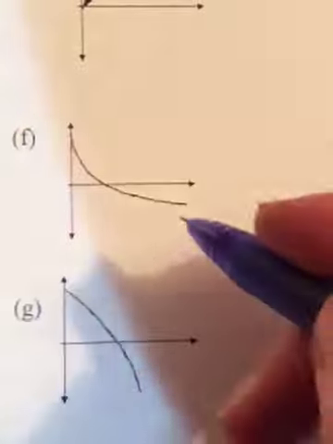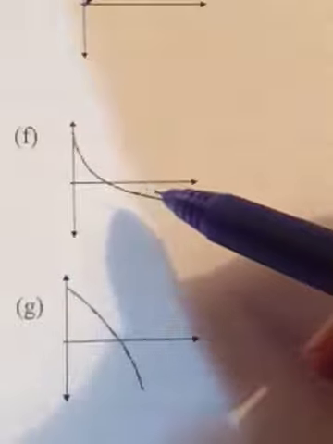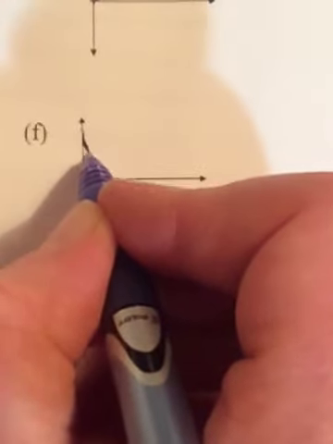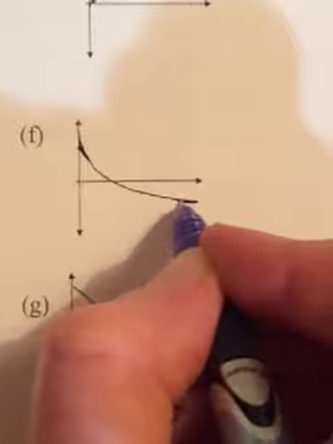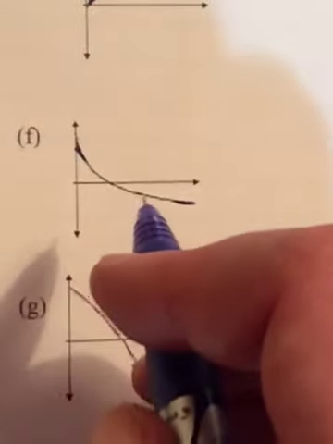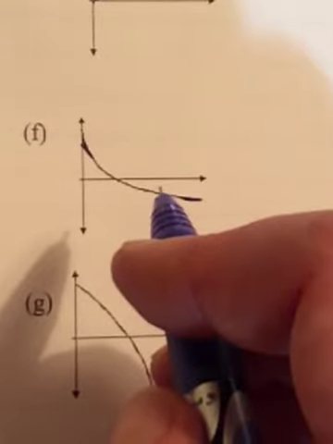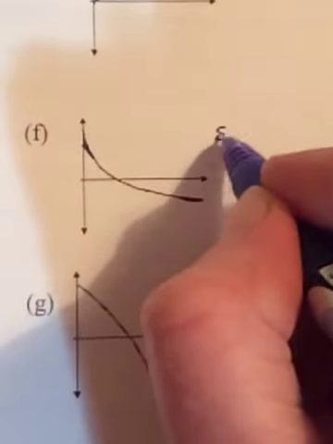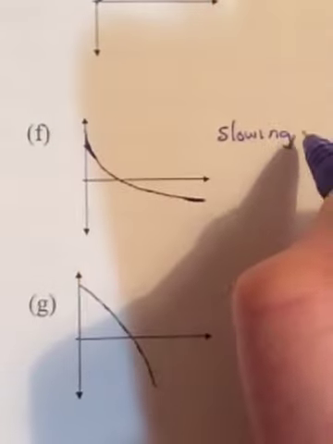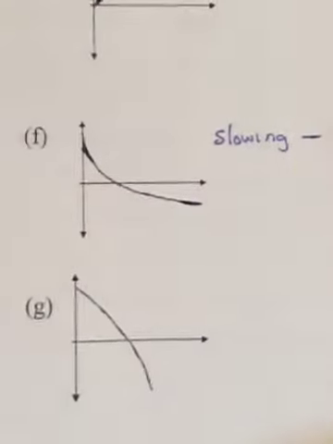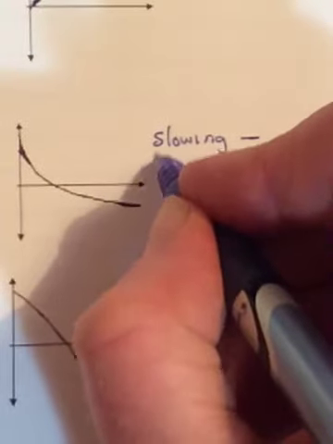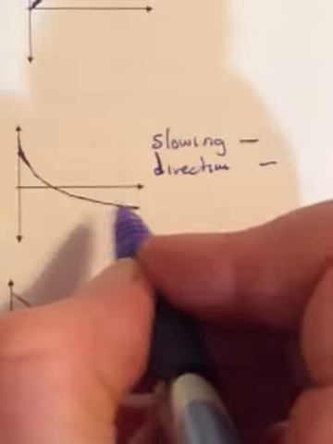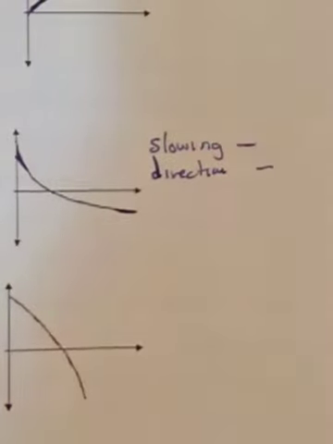Now the slope is negative. So this object is traveling in the negative direction. Here it's steep. Here it's lower. So this object is slowing down, but in the negative direction. So slowing down equals a negative, and traveling in the negative direction equals a negative. And so if you have two negatives, you're going to end up with a positive. It's positive because it's slowing down in a negative direction.